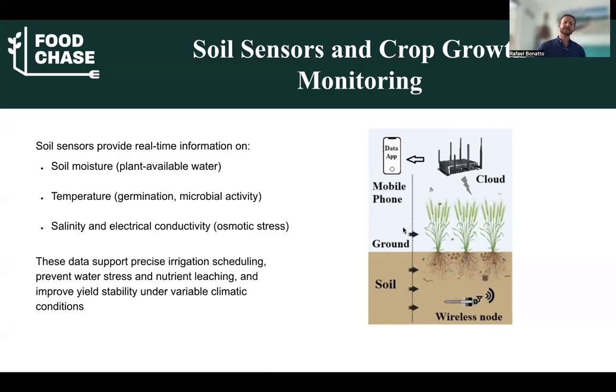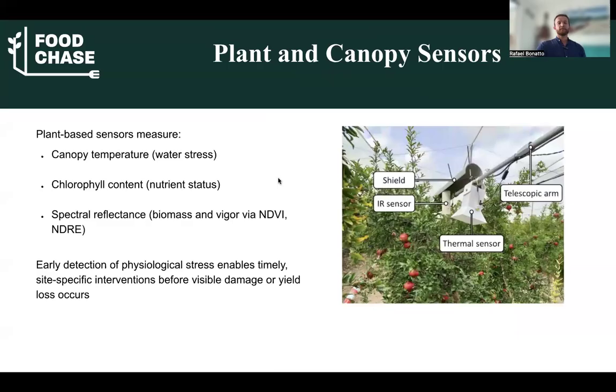We can actually communicate directly with the cloud, and the cloud with the data application, and it helps you have real-time data to take a decision at the right time. Okay. Regarding plants and canopy sensors, plant-based sensors measure canopy temperature and water stress, if something happens up in there.